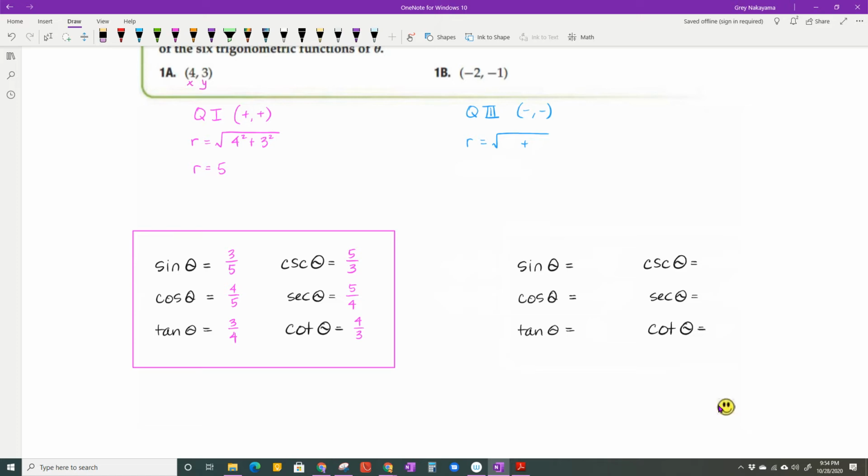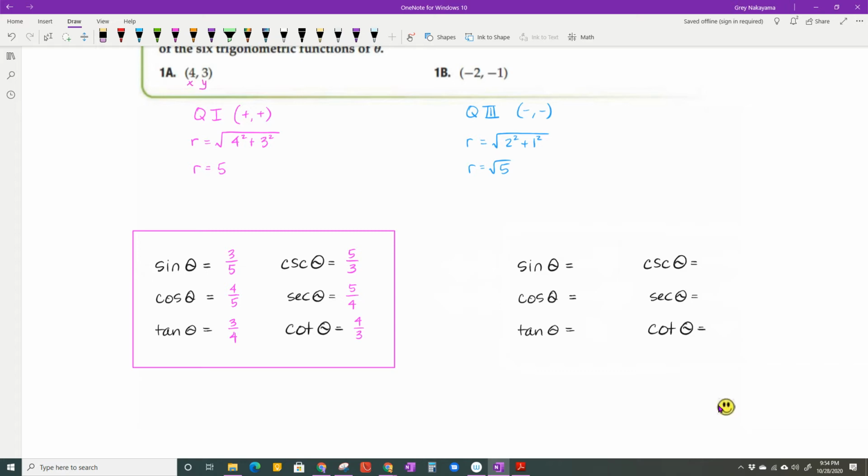And I'm going to tell you over and over again, when you square it, you don't have to put the negative in there. If you do it on your calculator, you've got to put parentheses around it or you will get it wrong. So I encourage my people, when you square it, to not put the negatives. And that's going to give me r is the square root of 5.